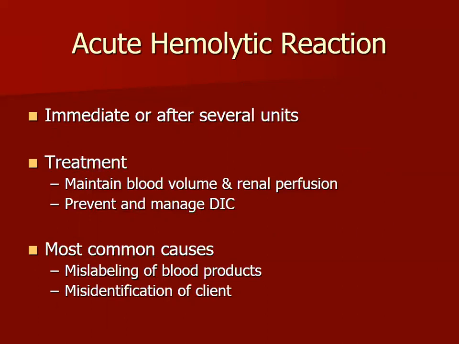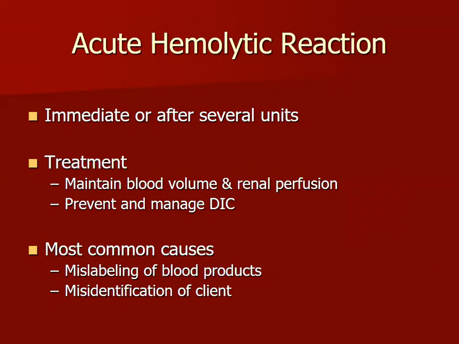Immediately or after several units, this can occur. For treatment, maintain blood volume and renal perfusion. First we need to treat shock and DIC if present. We can draw blood samples, send a urine specimen to the lab, and maintain blood pressure with IV colloid solutions. We can give diuretics as prescribed to maintain urine flow. We insert a urinary catheter or measure voided amounts to monitor hourly urine output, which can tell us how the kidneys are functioning. They may need dialysis if renal failure actually occurs.